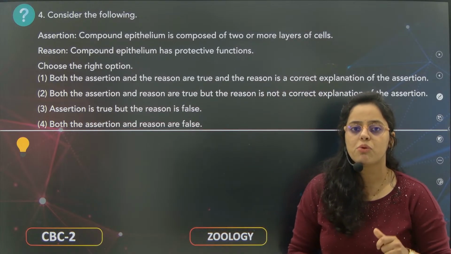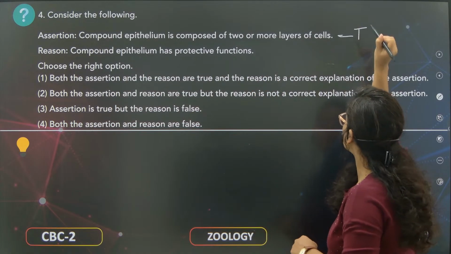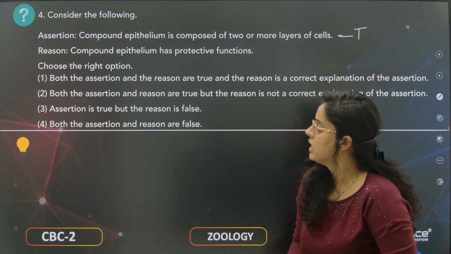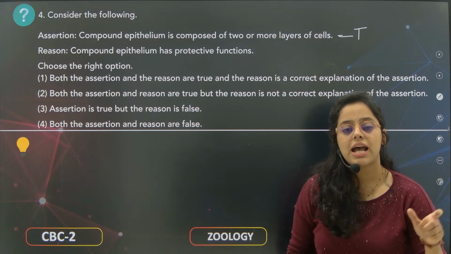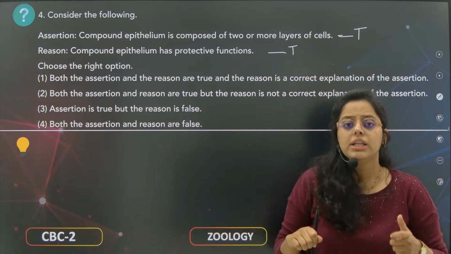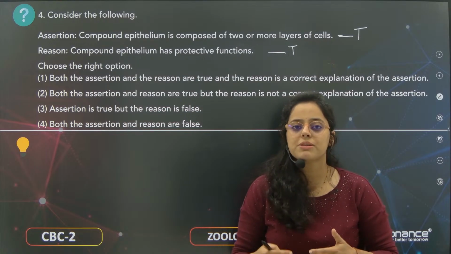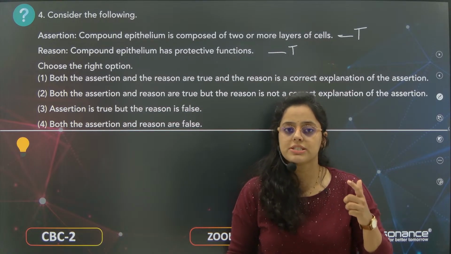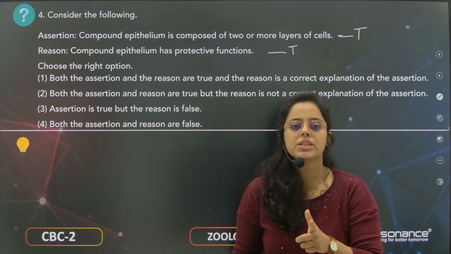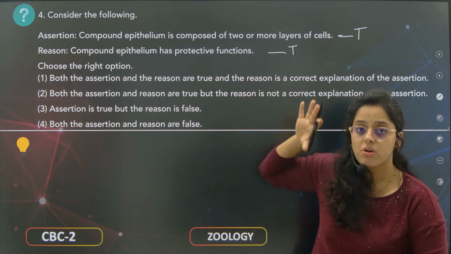Compound epithelium is composed of 2 or more layers of cells. Yes, compound epithelium is made up of 2 or more layers of cells, so that is true. That is the reason they are called stratified epithelium, right? Now coming to the reason, compound epithelium has protective function. Again, this is a true statement. Compound epithelium is composed of 2 or more layers of cells because compound epithelium has protective function. Because they have protective function, they have 2 or more layers of cells.